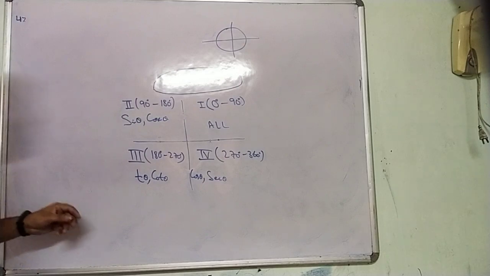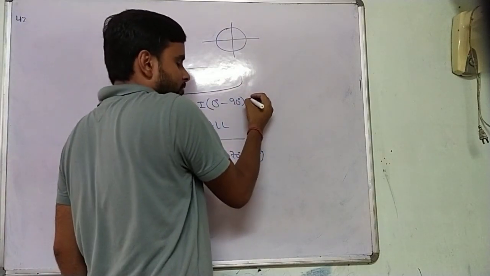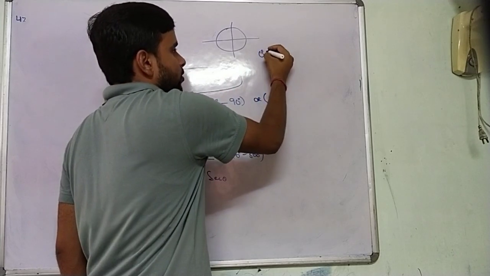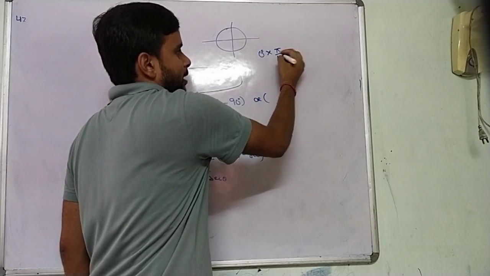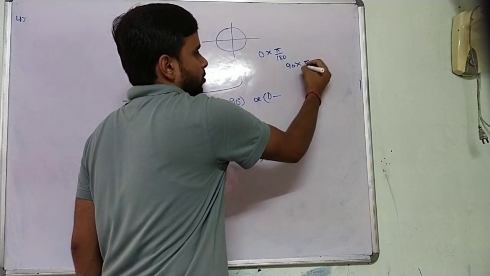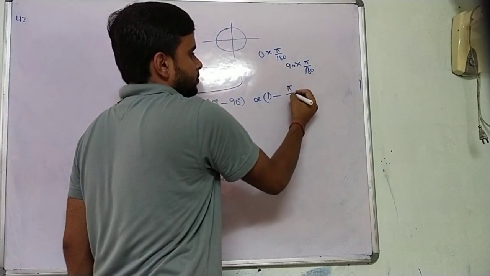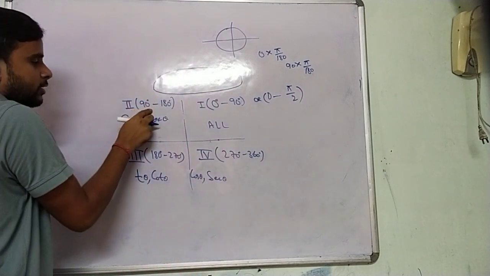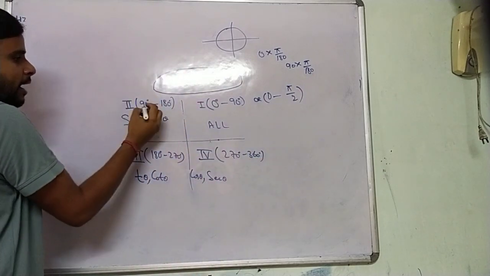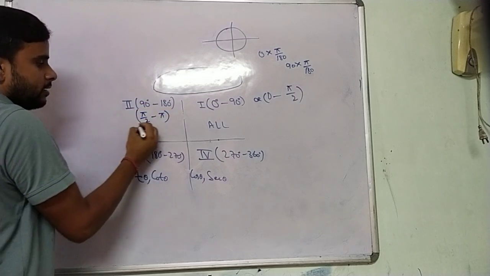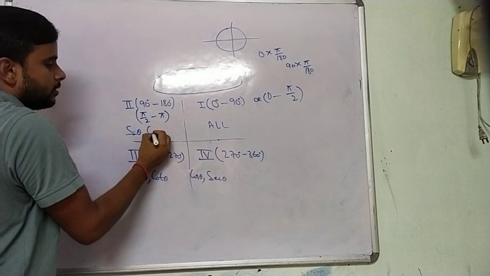Fine, everyone? Now we can write this range interval in radian form also. That is, if you convert 0 degree into radian, you multiply by pi by 180, that is 0. If you convert 90 degree into radian form, we get pi by 2. Similarly, if you convert this into radian form, we have pi by 2, and then 2 pi.